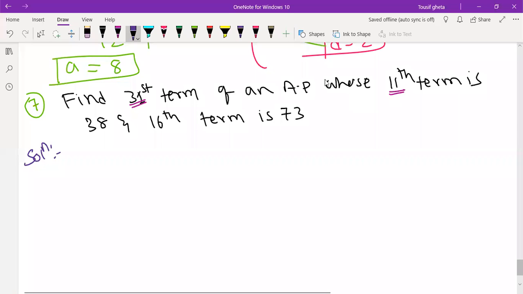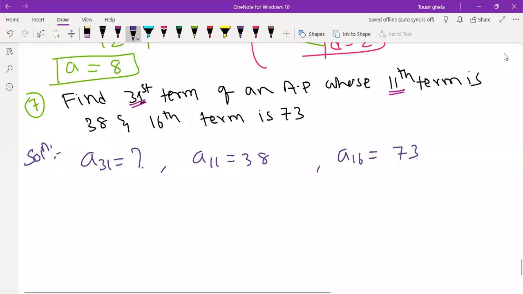First, A31 is equal to... we should find the 31st term. The 11th term is equal to 38 and the 16th term is equal to 73. Same way we should do. A plus 10D is equal to 38. A plus 15D is equal to 73. Whichever method you want, you can do.